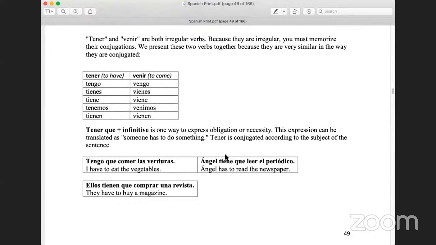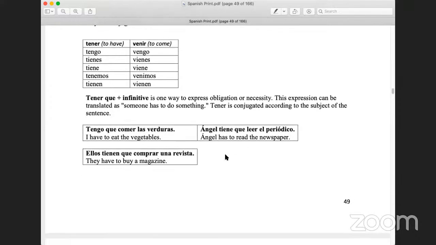So here's the other verb. Well, the only verb we read so far. Tener and venir are both irregular verbs. So irregular verbs are irregular, and you must memorize their conjugations. We present these two verbs together because they are very similar in the way they are conjugated. Okay.